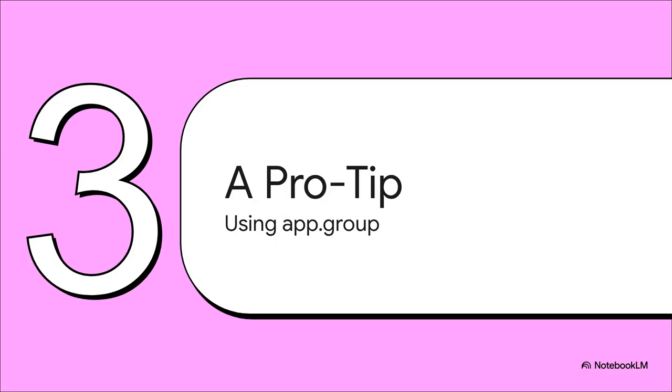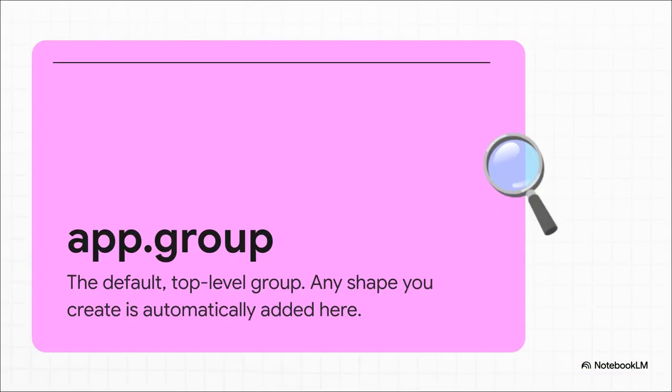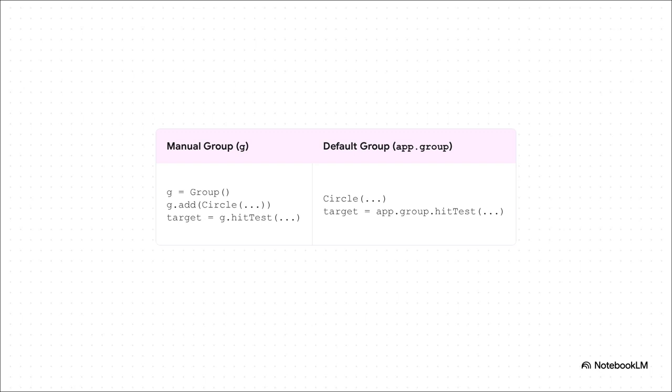Awesome. Now that you've totally mastered the core logic, I want to show you a little pro tip. This is a way to write this exact same program, but with even less code. It's cleaner, it's faster, and frankly, it's how a lot of experienced coders would do it. Let me introduce you to app.group. Think of it as a default master group that's just always there in your app. You don't have to create it or anything. The best part is, any shape you make is automatically added to this group behind the scenes, and that is a huge shortcut.